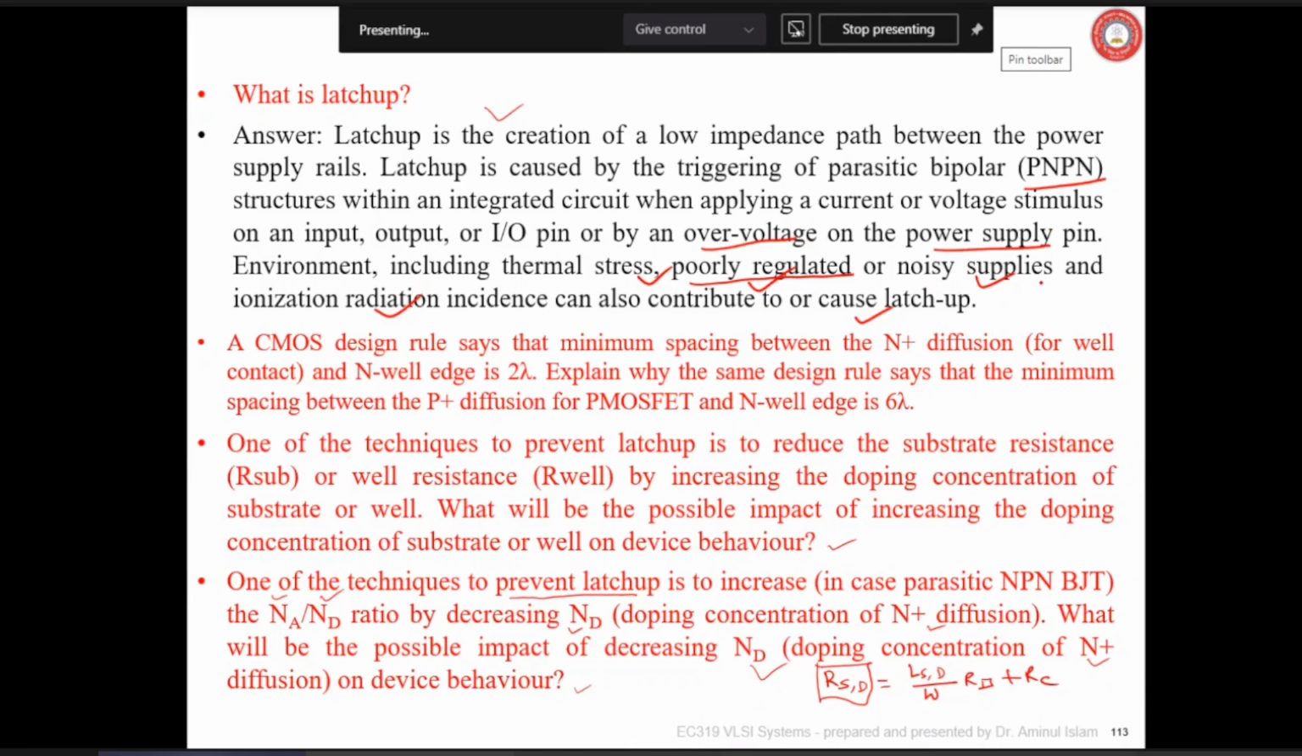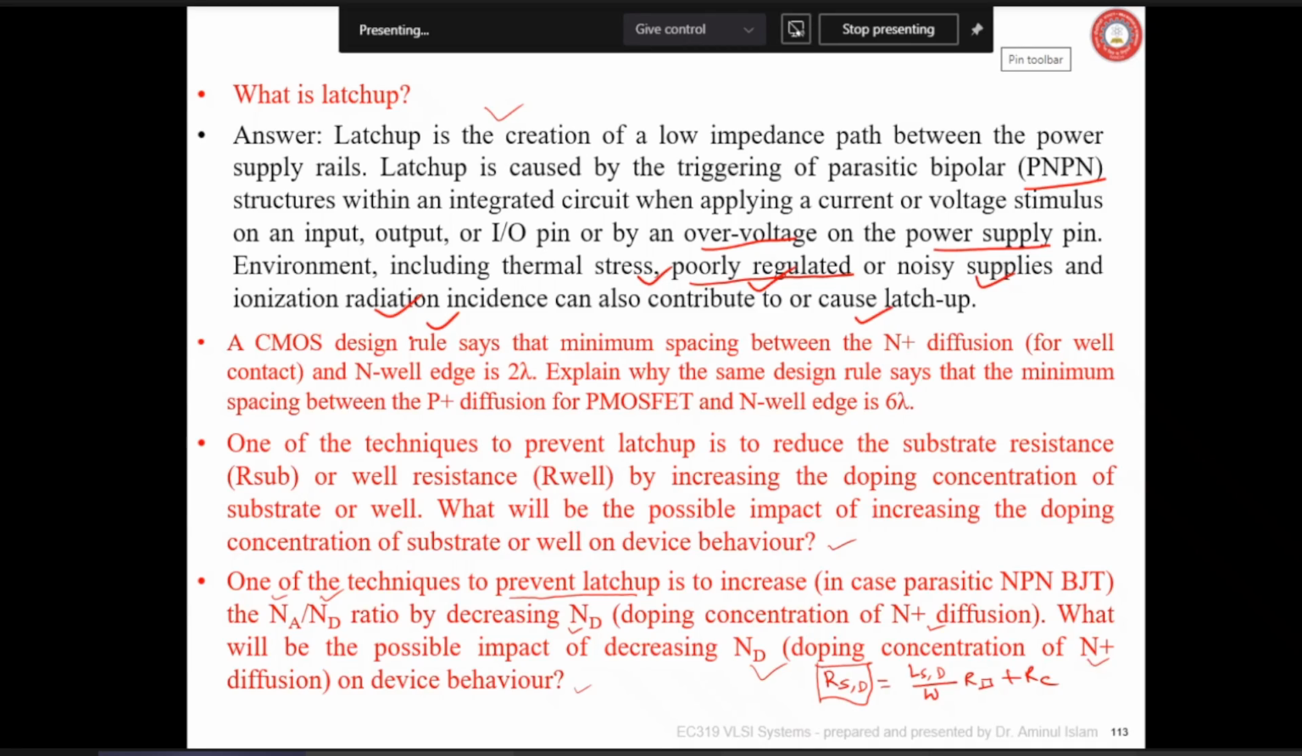Noisy supply: the supply voltage VDD is noisy, not constant. And ionization radiation may also occur. Ionization radiation, you may not understand this point. An integrated circuit, particularly a memory circuit, stores 1 and 0 in the form of charge.